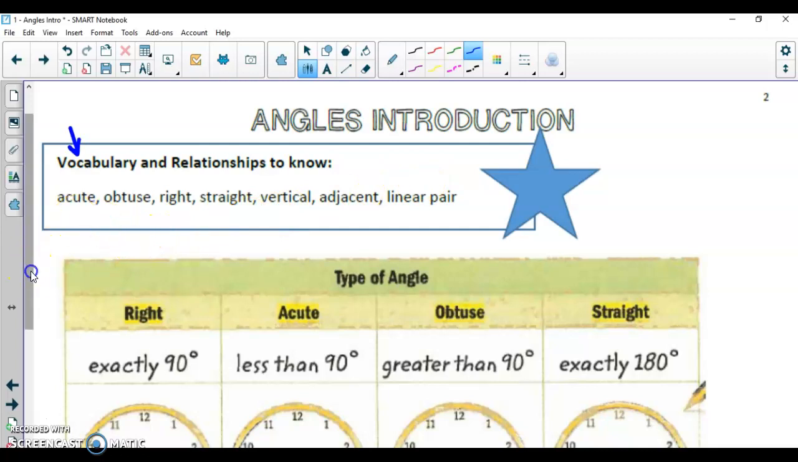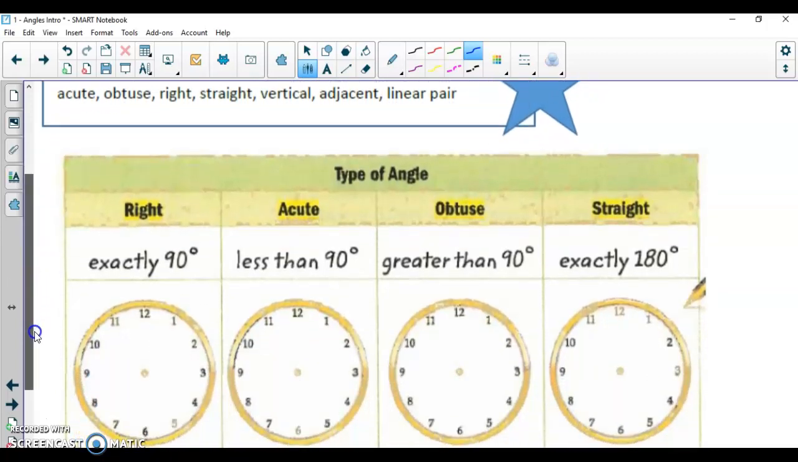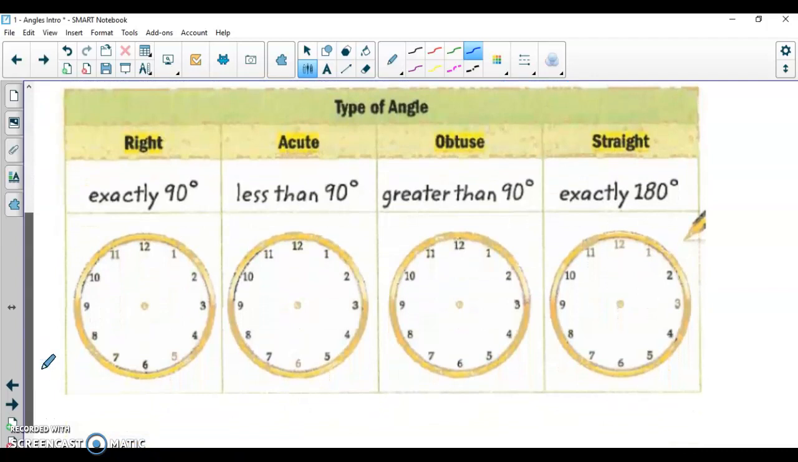So for today, you might have heard of the words acute, obtuse, right, and straight before. A right angle is exactly 90 degrees, and we're going to use a clock to demonstrate this. So if I were to see 3 o'clock, that would be a right angle, and we mark a right angle with that little box there just to show that it actually is 90 degrees. That way, if it doesn't quite look like it, we can know that it is.